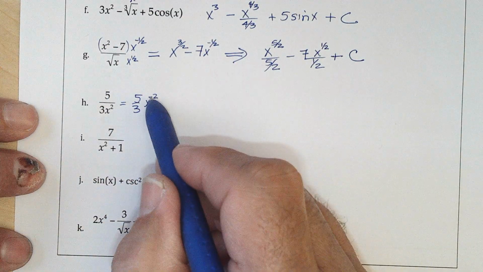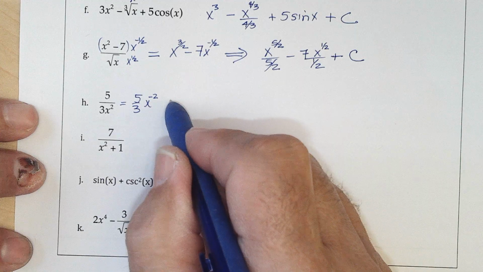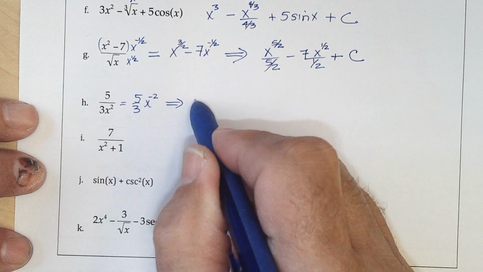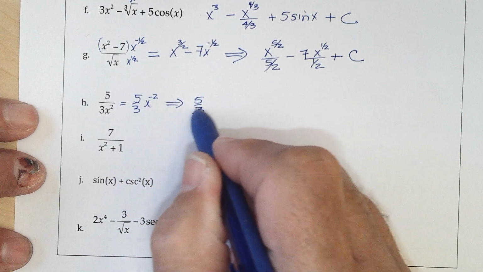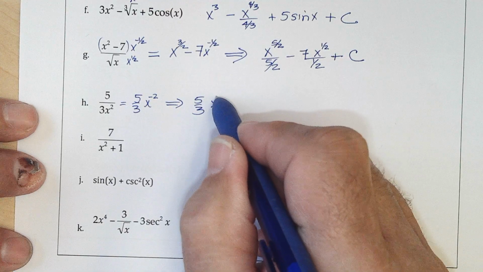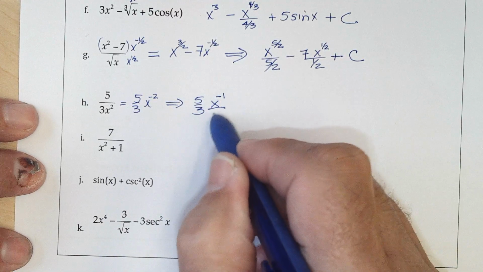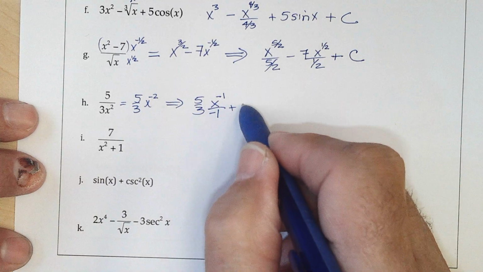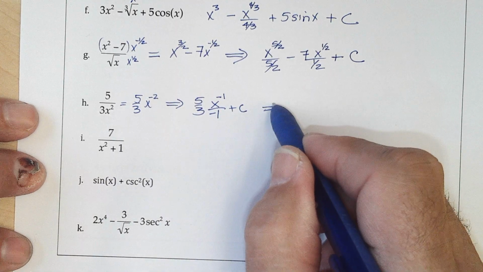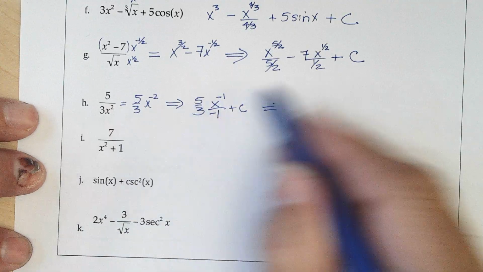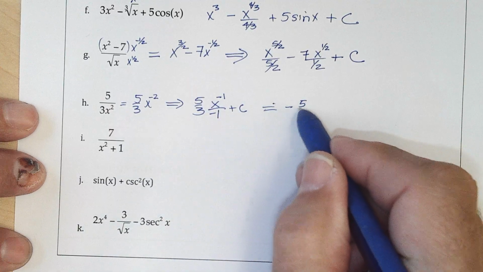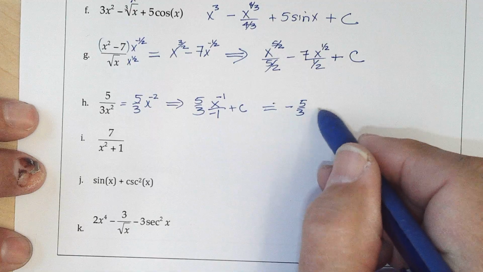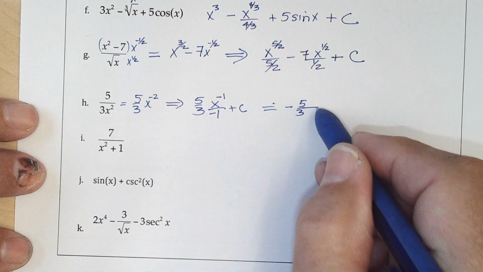Power rule says increase the power by 1. So this is going to be 5/3 x to the -1 divided by -1. Now if you plus c, you could simplify that. The minus could go in front, and x to the -1 is 1 over x.